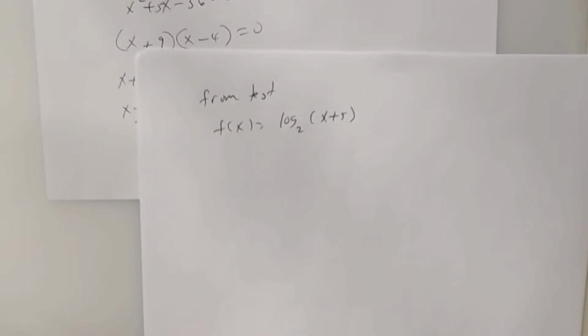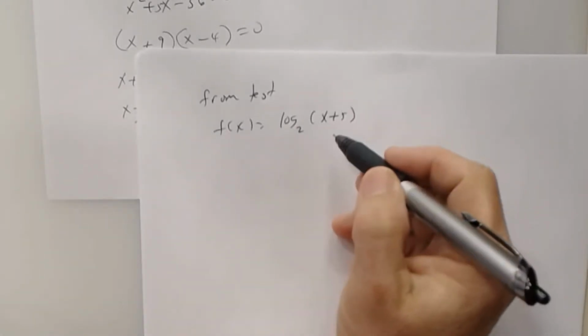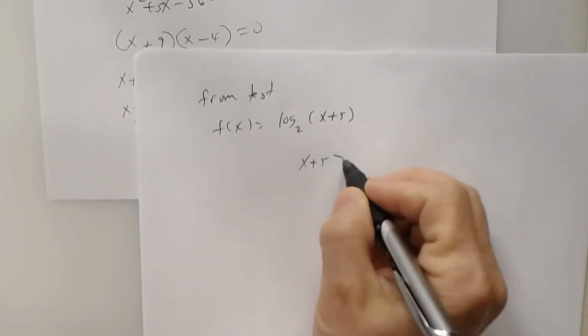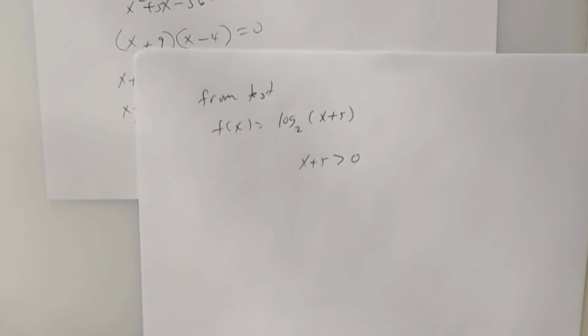The log of a negative number is undefined. And the log of 0 is also what? Undefined. So it has to be positive. So in your test, what you had to do was take the argument, which is what here? And ask yourself, where is this greater than 0? That's what you had to do. And all you did was just solve this inequality.